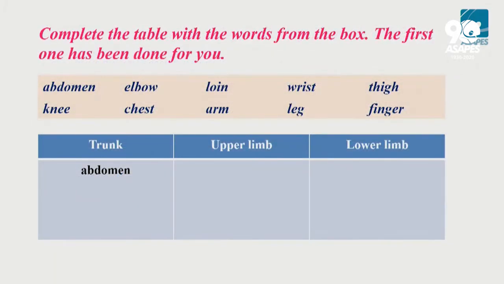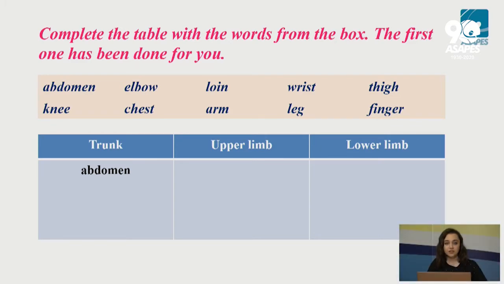In this exercise, please complete the table with the words from the box. Let's check your answers. We will start with the trunk: abdomen, chest, and loin. Upper limb: elbow, finger, wrist, and arm. Lower limb: leg, and thigh.